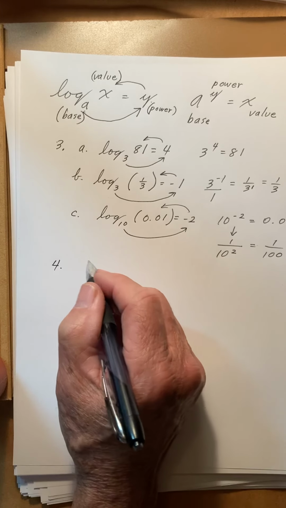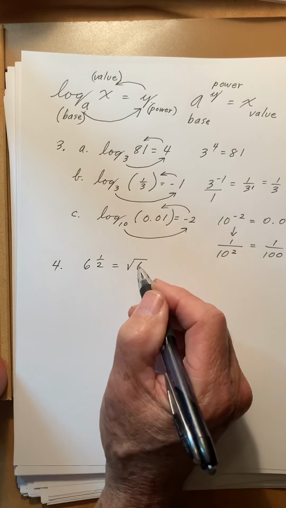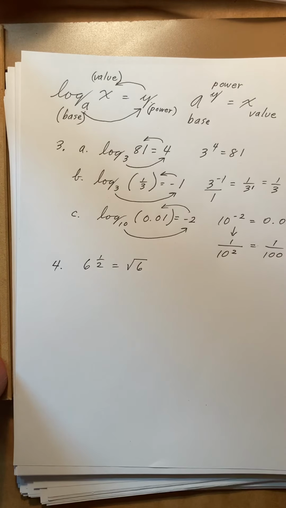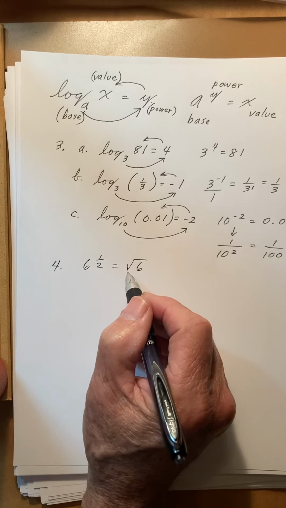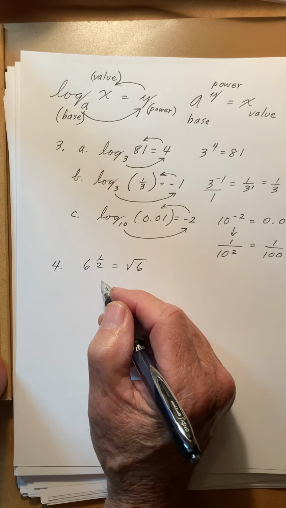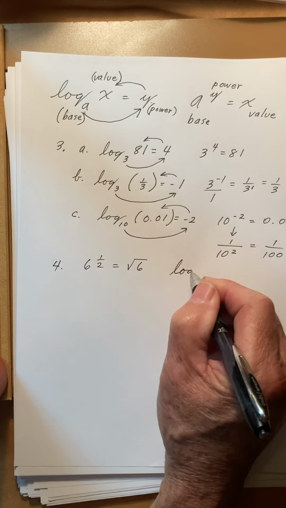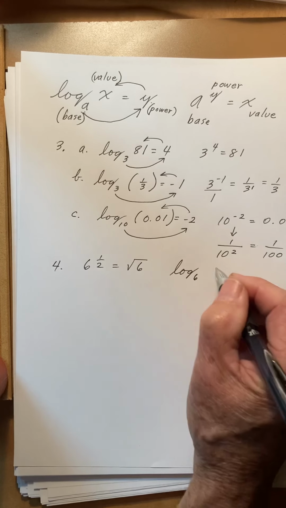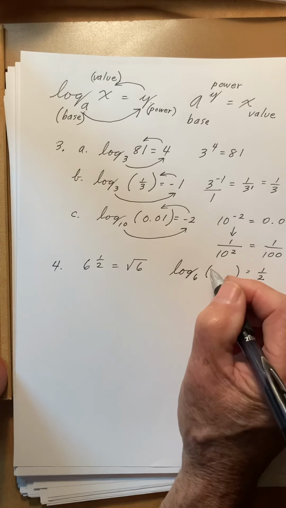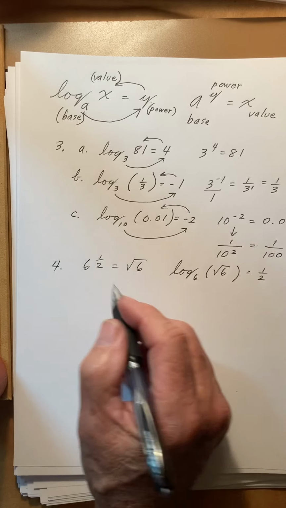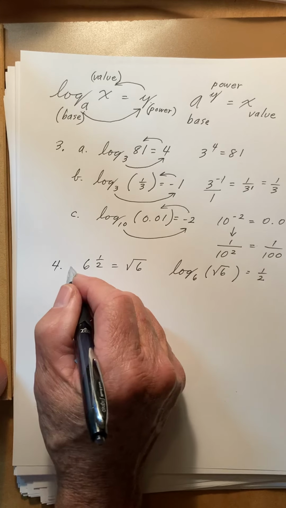Examples under number 4 says 6 to the 1/2 is equal to the square root of 6. So this is already in exponential form. We want to write it in logarithmic form. So we're going to go log, the base is 6, the power out here is 1/2, and it comes out to the square root of 6. And it is true that 6 to the 1/2 power equals the square root of 6. They are equivalent. That's part A.